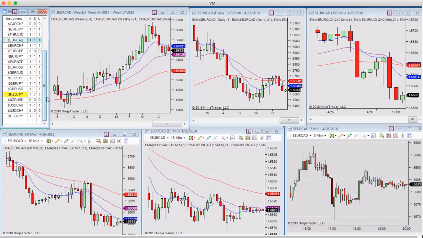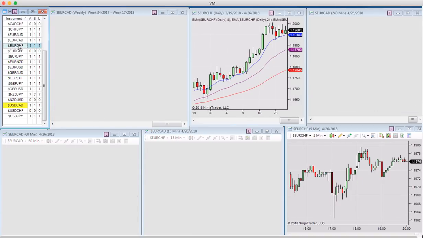We've got a lot of conflict between the timelines. One of the things that you really want to stand aside from is where one time frame is trending one way and the other time frame is trending the other way. That's just a recipe for disaster. It's a recipe for choppy markets and cross currents.